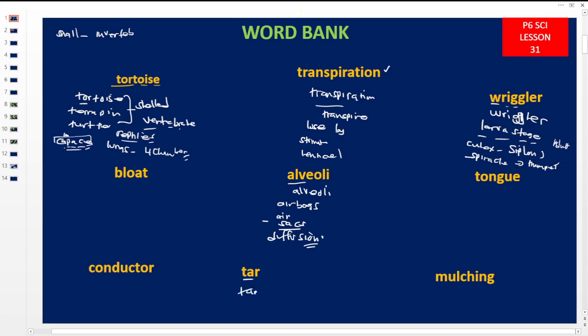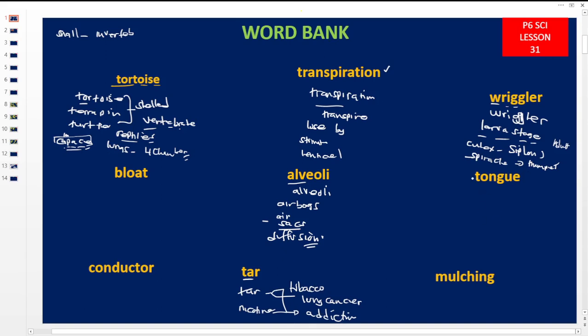This is tar. Now this tar, its brother or sister is called nicotine. All of these are dangerously found in the tobacco, and this tar is responsible for blackening the lungs, thus causing what we call lung cancer, whereas this nicotine is responsible for causing addiction. So people get addicted every time they want to smoke. What is in their blood? That is now the nicotine.